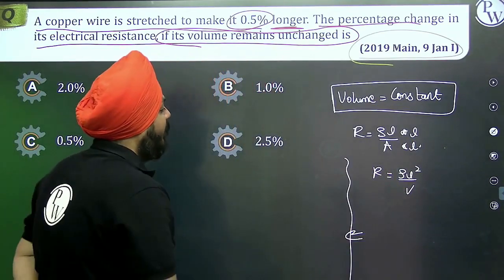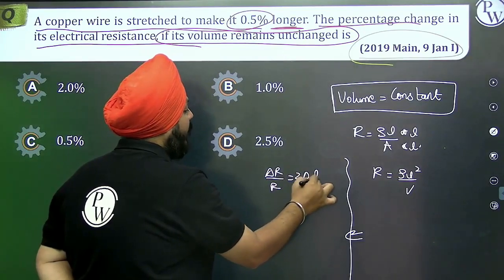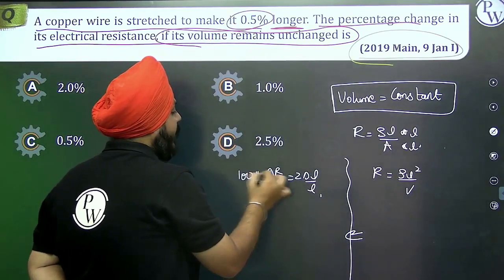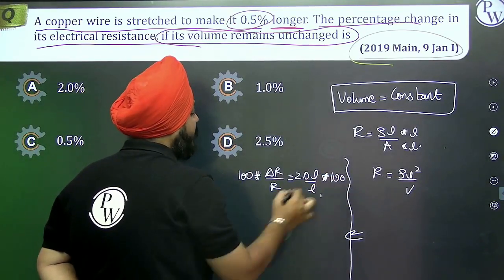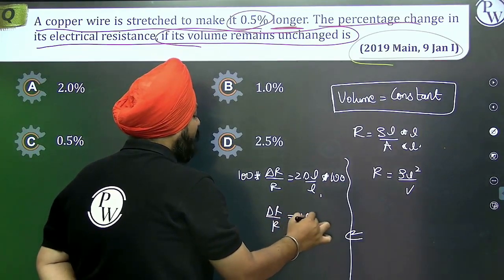Directly can I say delta R by R is equal to 2 delta L by L. Delta L by L is given; multiplying 100 on both sides to convert it into percentage. So delta R by R, you are going to get as 2 into 0.5, that is 1%.